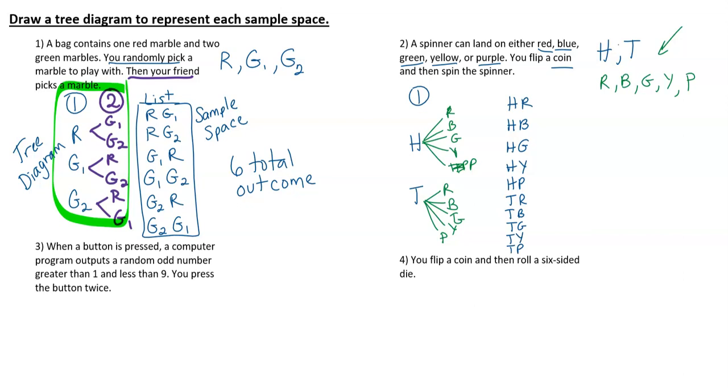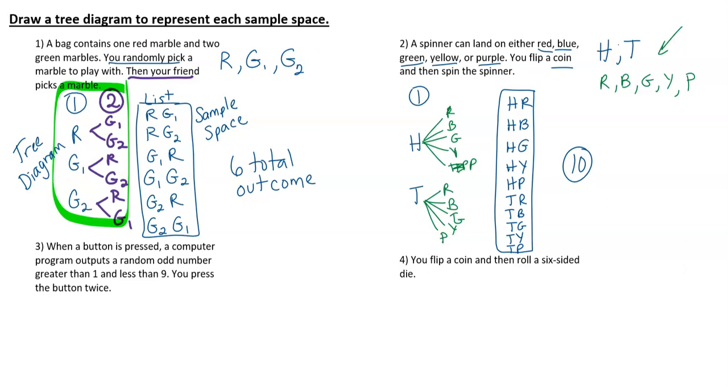This is our list, this is our sample space, because that's the list of all the outcomes. And when we count them up, 1, 2, 3, 4, 5, 6, 7, 8, 9, 10, there's 10 total outcomes. Now on these problems, sometimes they ask you to state what the sample space is. That would be the list.